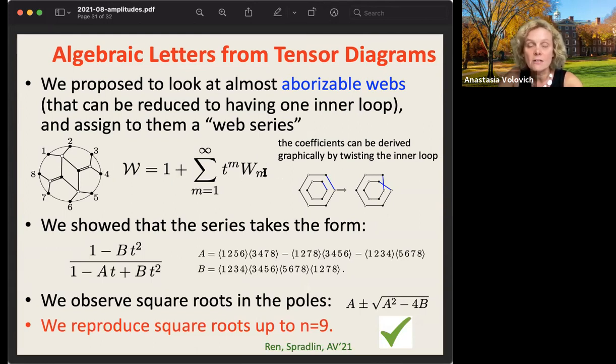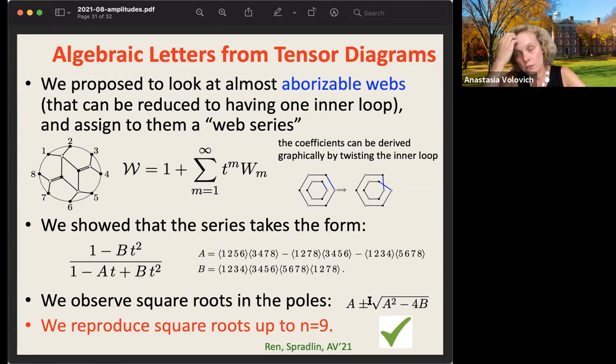We have some graphical rules for how to get the coefficients. Again, the details are in our paper. Then we sum this series, and we show that it takes this form, where the A's and B's are these. If you look at the poles of this generating function of this series, they are at these locations, and boom, this is exactly the square root that we see in the symbol alphabet.